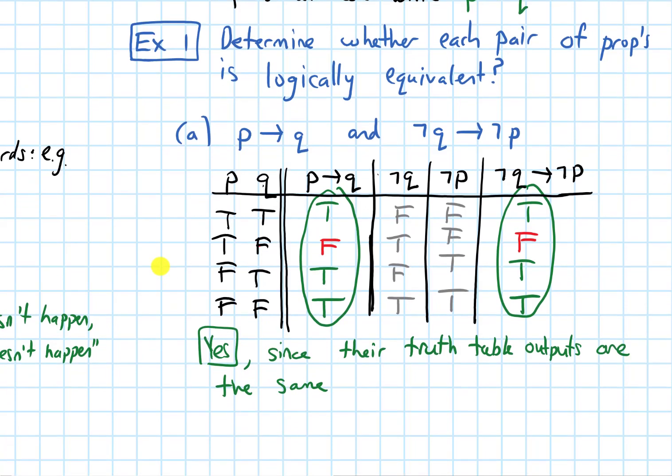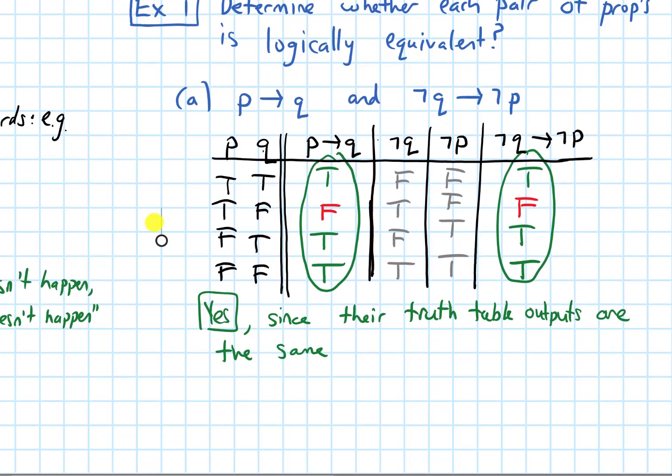So let's practice using our notation for them being equivalent. We would write P implies Q is equivalent to not Q implies not P. On a conceptual level, that means these two propositions have the same meaning. We can use them interchangeably.